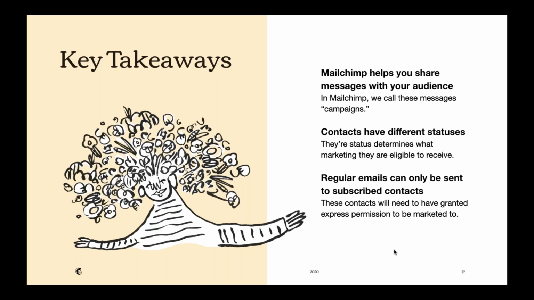The people whose information you store in Mailchimp are known as contacts. Contacts can have different status types. These statuses determine which campaigns they're eligible to receive and whether they count towards your plan's monthly contact limit.